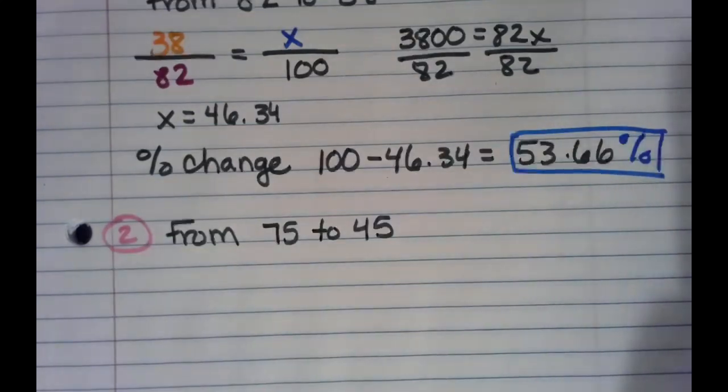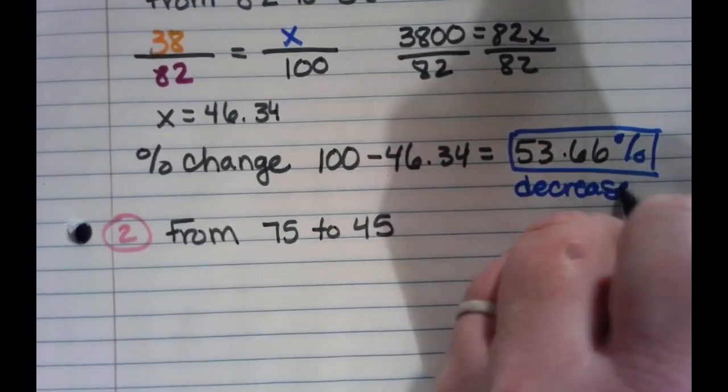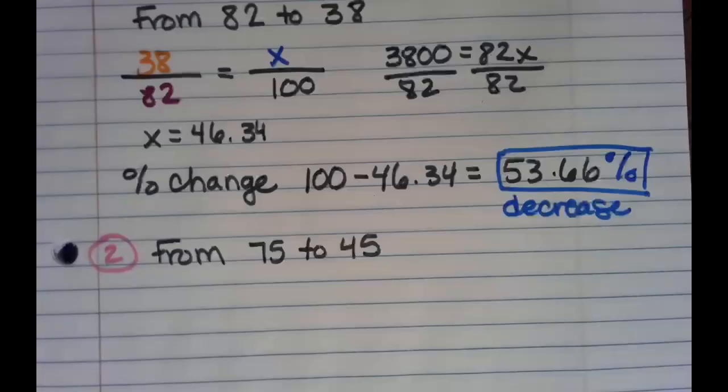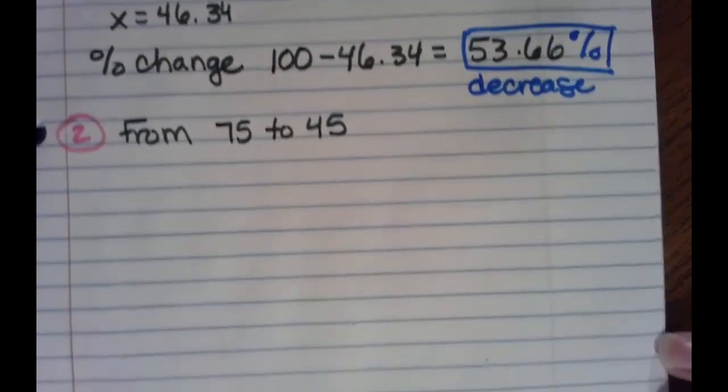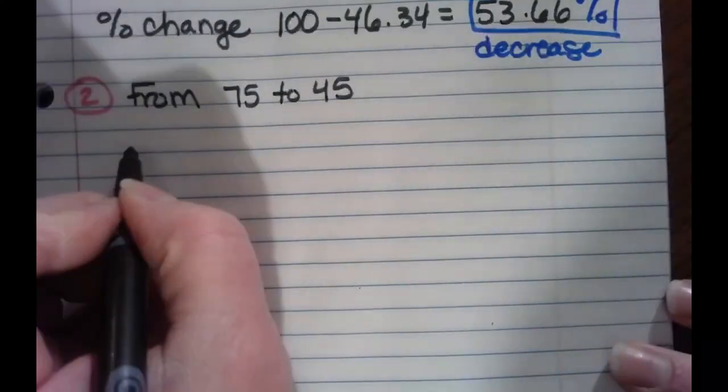Oh, and one thing I forgot to do here is that we need to say this is a decrease. So if it's finding the percent change, you do have to say whether it's an increase or a decrease. So we had a 53.66% decrease. All right, so now let's find the percent change from 75 to 45.